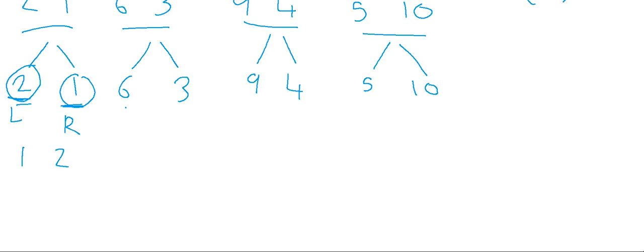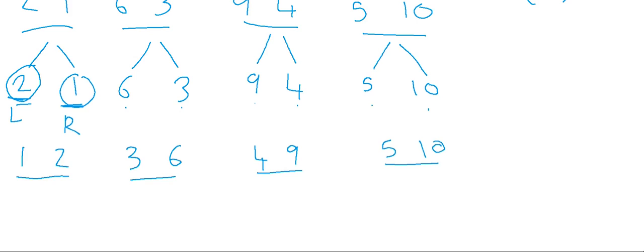Then again we'll merge this two, 6 and 3. So we'll create a list which will have 3 and 6. Now this list is sorted. 1 and 2 is sorted, 3 and 6 is sorted. Now we are going to merge 9 and 4. So the list will have 4 and 9, and this list is sorted. Then we are going to merge 5 and 10. So the list will have 5 and 10, and this list is sorted.